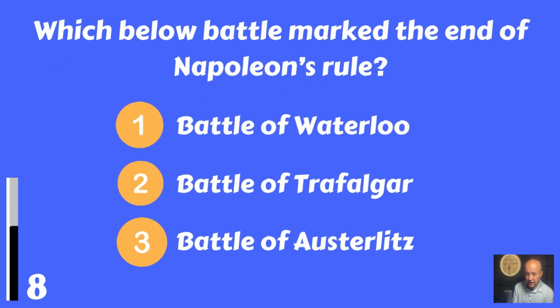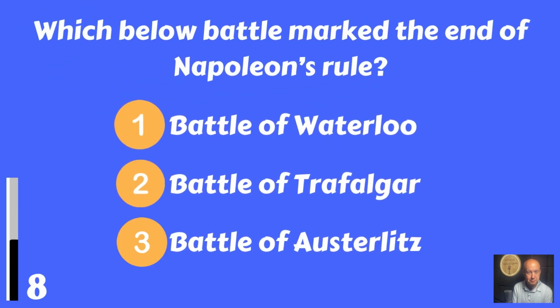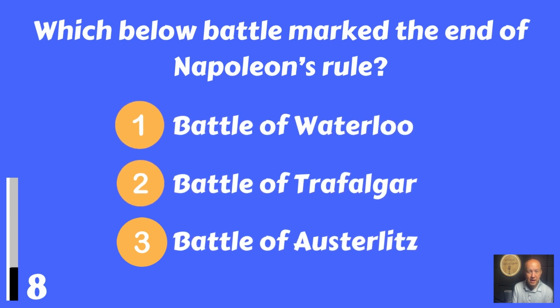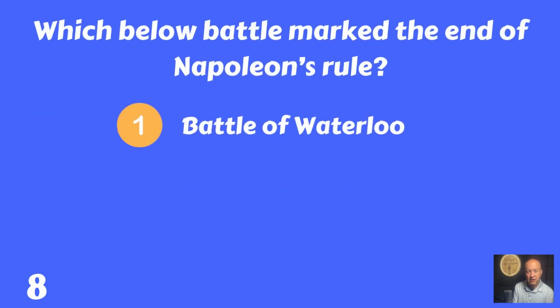Which battle marked the end of Napoleon's rule? Was it the Battle of Waterloo? Was it the Battle of Trafalgar? Or was it the Battle of Austerlitz? It was the Battle of Waterloo.